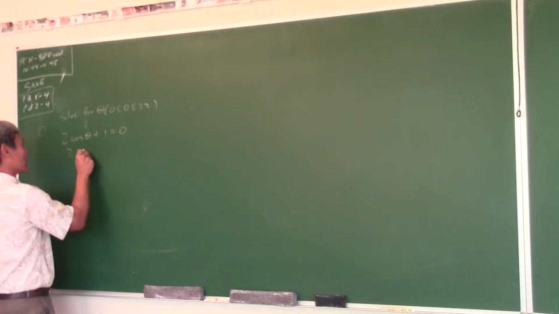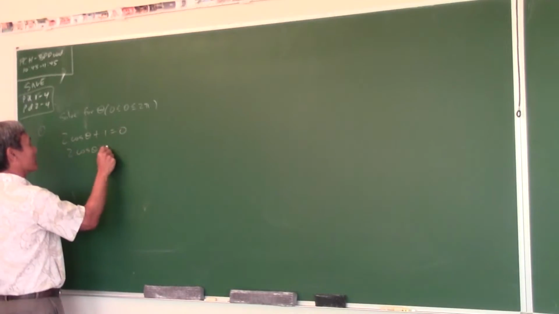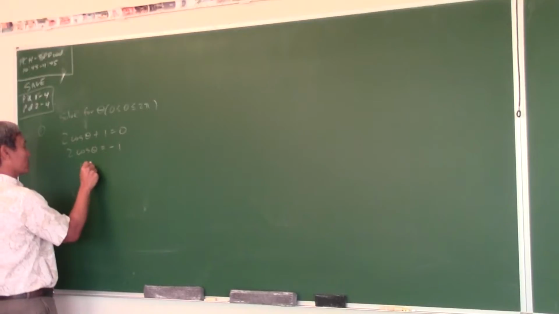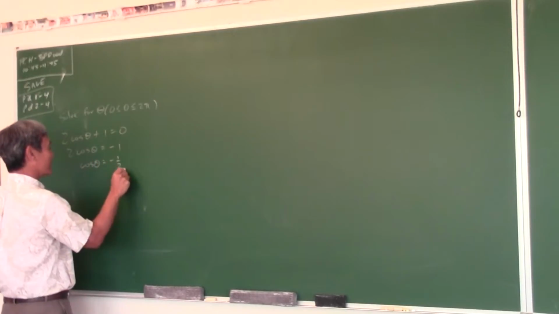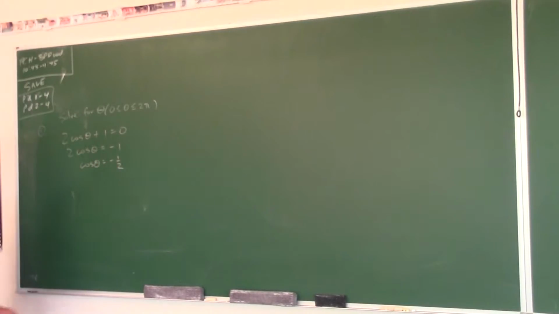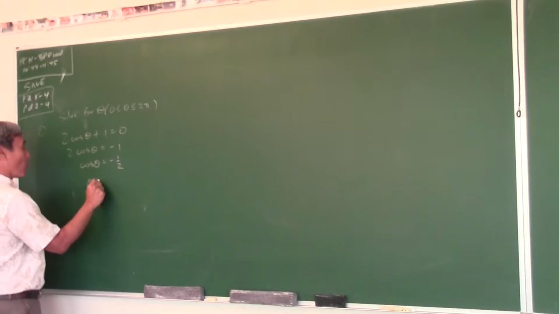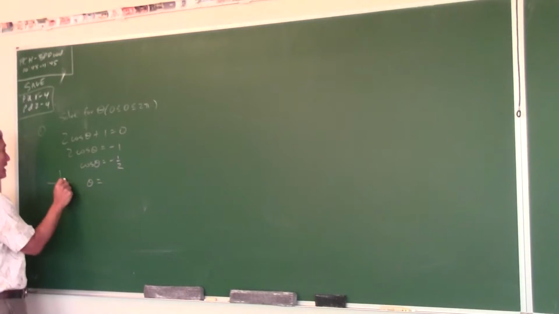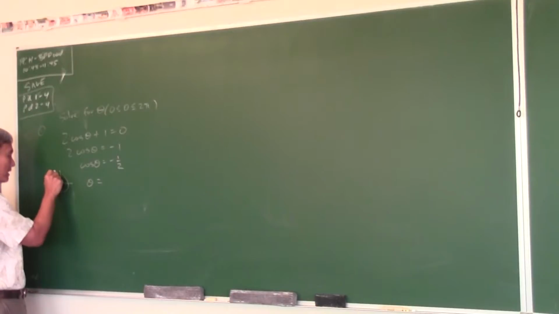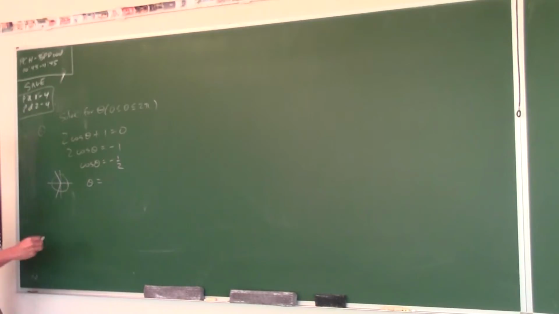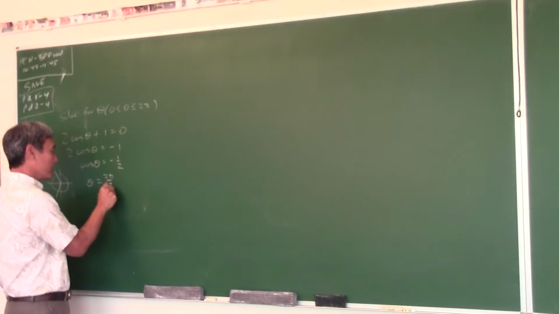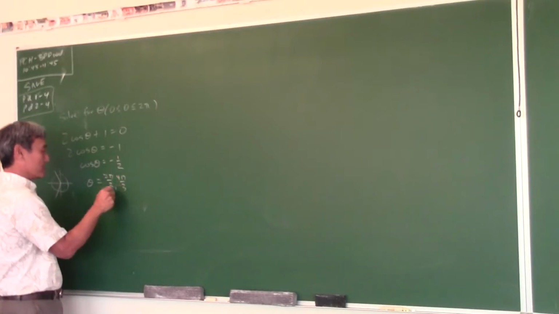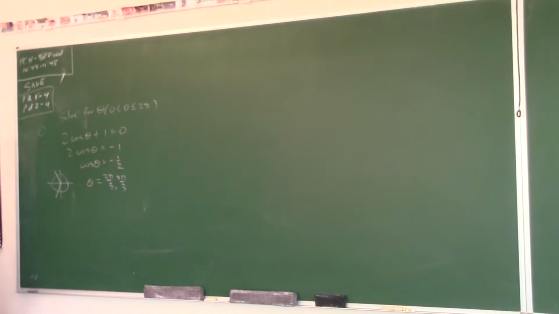So isolating the cosine, you get 2 cosine theta equal -1. Divide by 2, cosine theta equal -1/2. And that's a number you're supposed to know. So cosine of what angle is -1/2? Where would that be? 2 pi over 3, 4 pi over 3. So that's why you have to know your unit circle. Otherwise, no can.